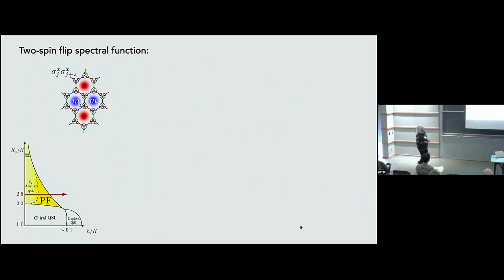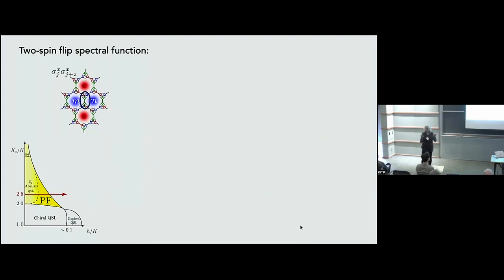So if I take a bond like this particular Z bond and do a two spin flip process, so I flip two spins across the bond, it creates these E and M charges. Okay, these are just the E and M charges of the toric code.